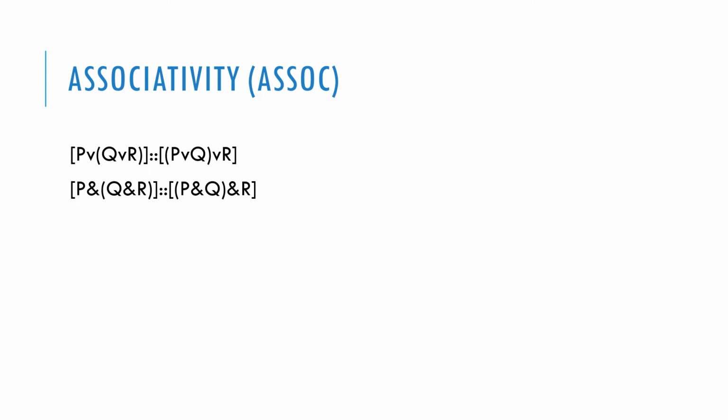Associativity is the next rule of replacement. So if I say P or Q or R, then what I'm essentially saying is P or Q or R. It doesn't matter if we have a purely disjunctive proposition, or a purely conjunctive proposition at the bottom, P and Q and R, or P and Q and R. It doesn't matter necessarily where we put the parentheses.